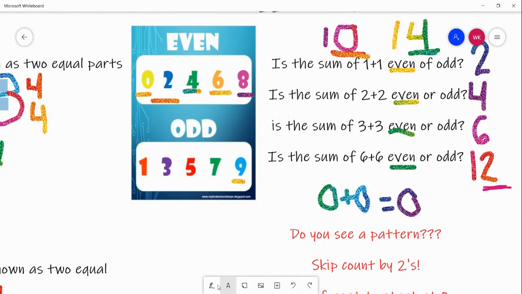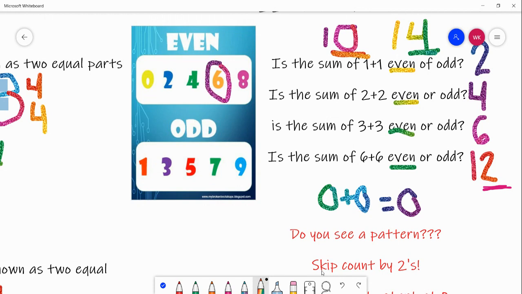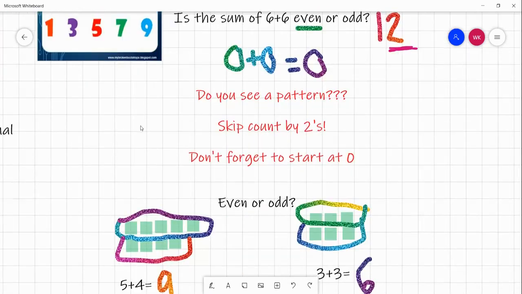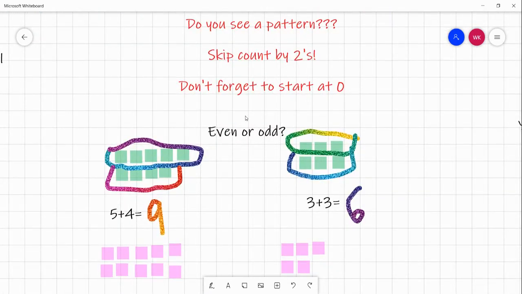And we see the number 6 right here. So we know that 3 plus 3 equals 6. So 6 is an even number.